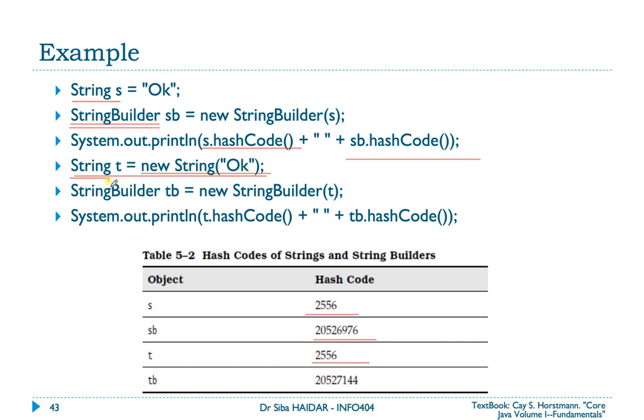Okay, and what do the Java builders do? The Java builders override the method hashCode for strings so that two equal strings will have the same hashcode, and this is very important. And then if you say StringBuilder tb equal new StringBuilder of t, just like sb, it will not have the same hashcode even if it has the same content.